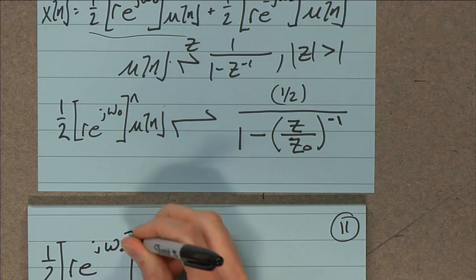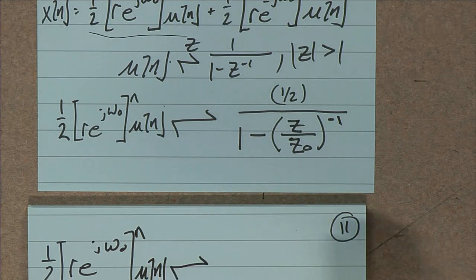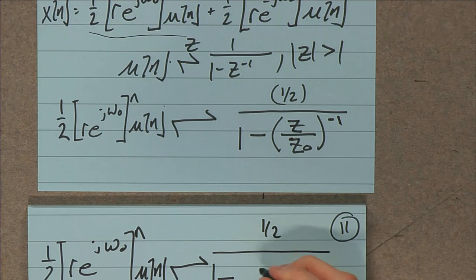So if we do that, omega naught raised to the nth u of n is going to convert to 1/2 times 1 minus, and z naught in our case is what? R e to the j omega naught.